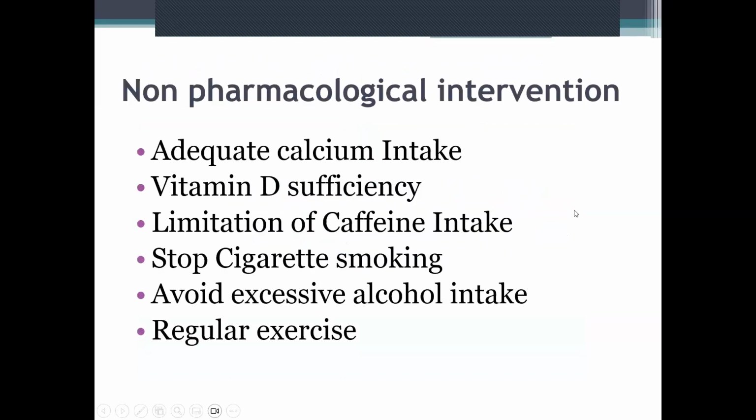So how do you manage osteoporosis? We have non-pharmacological interventions. That includes adequate calcium and vitamin D intake. Of course, you have the other modifiable risk factors that you want to look into: limitation of caffeine intake, stop smoking, avoid excessive alcohol, and regular exercise. The exercise that we recommend is weight-bearing exercise. If patients are bedbound, or even on a wheelchair, because they are not mobilizing as much, especially patients on wheelchair, you find that their hip bone density can be lower. And that includes patients who are not actually mobilizing.